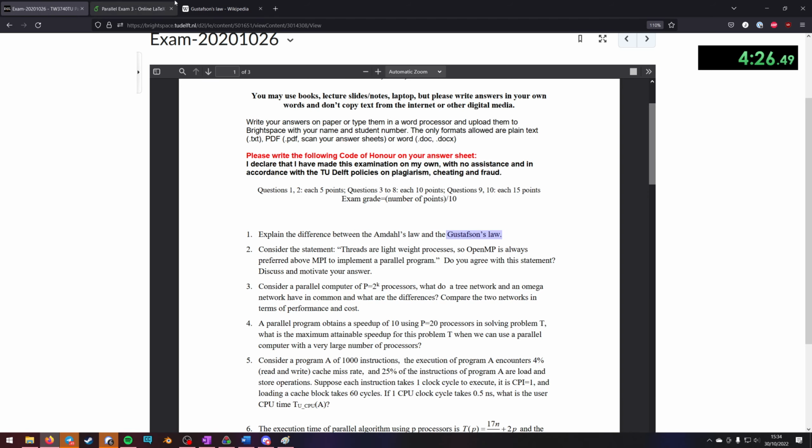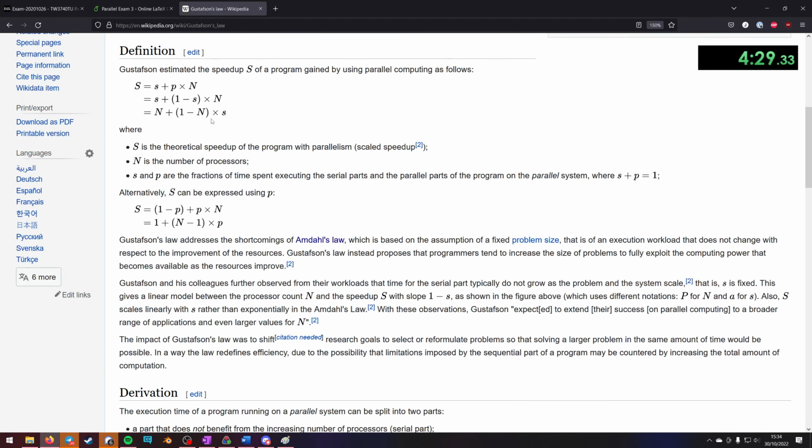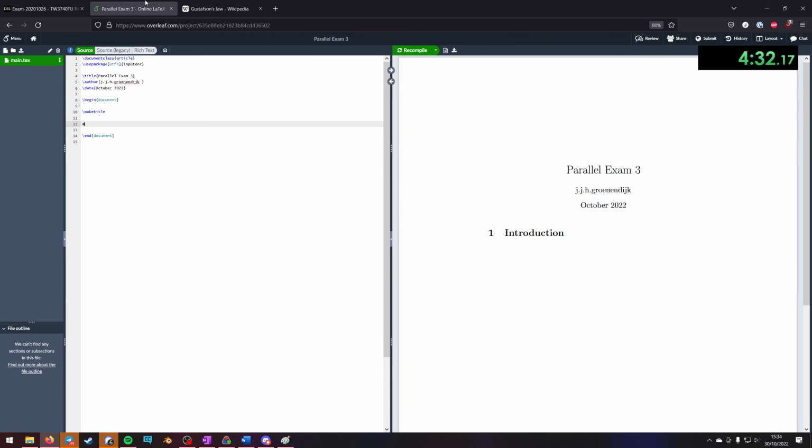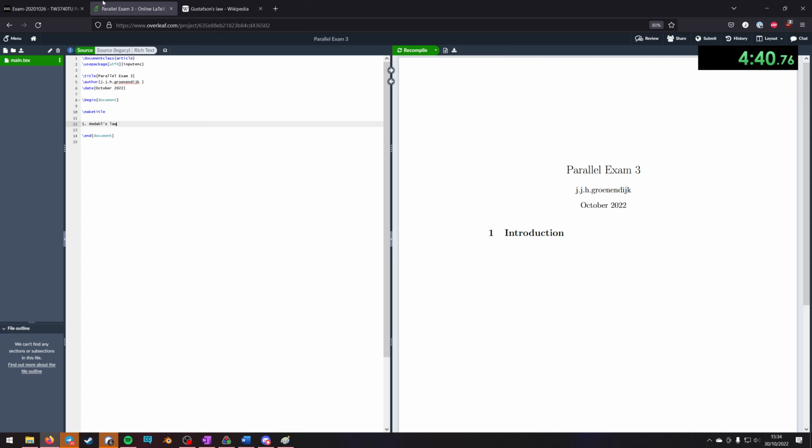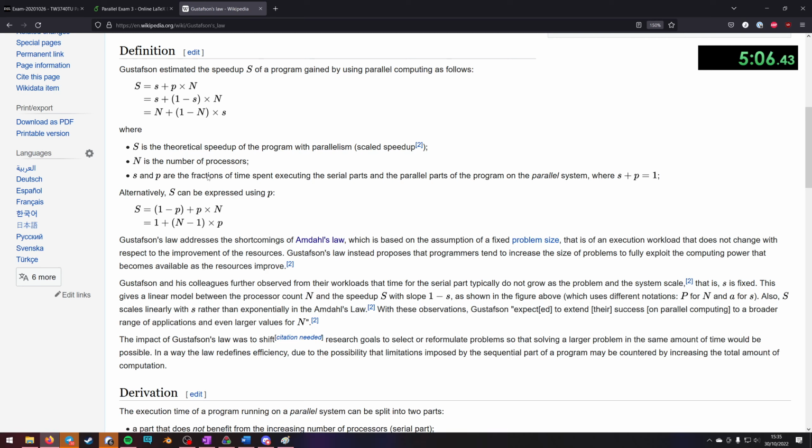So what's the difference between the two? Okay, I'm just going to say Amdahl's law assumes fixed problem size, while Gustafson's law shows the relation between problem size and speed up. Which I don't know if exactly correct.